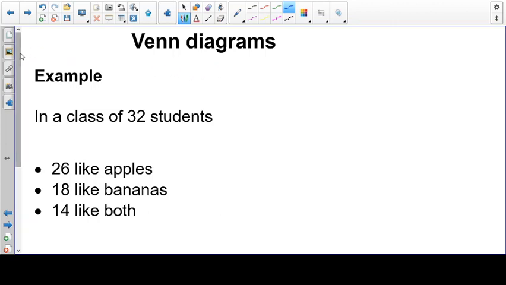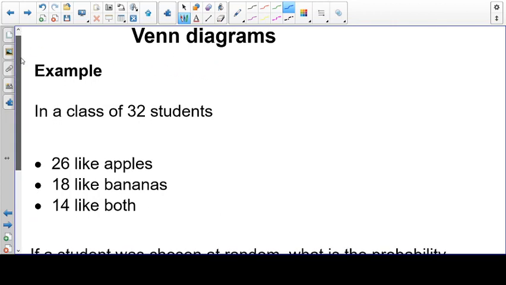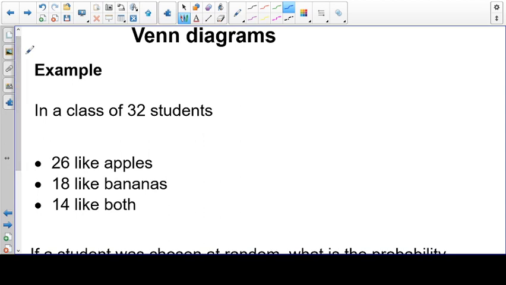So a Venn diagram is basically circles that are used, and each circle is used to represent one event. So here's just a little tiny example. In a class of 32 students, 26 like apples, 18 like bananas, and 14 like both. Okay, so hopefully you notice that these don't add up to 32. They won't add up to 32 because it's taking into account overlap.